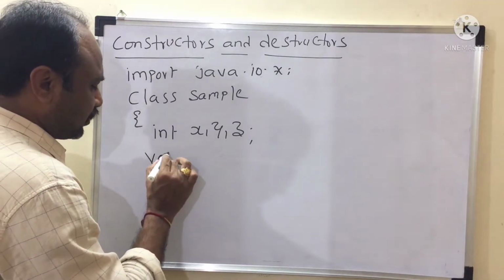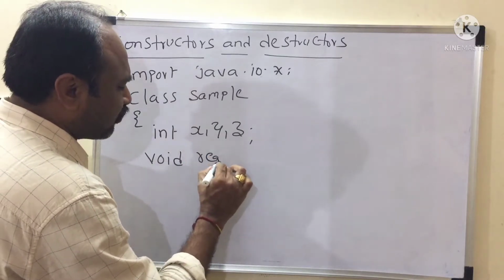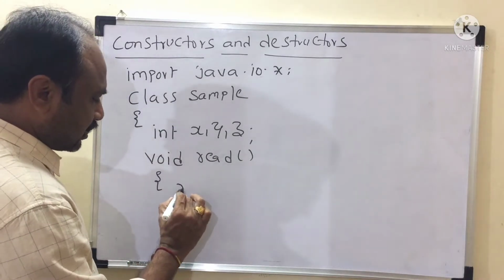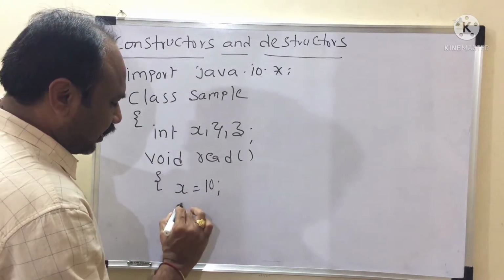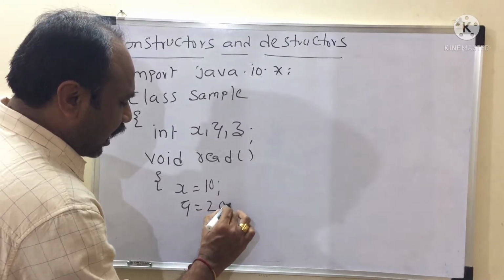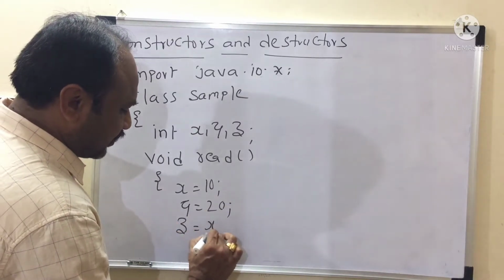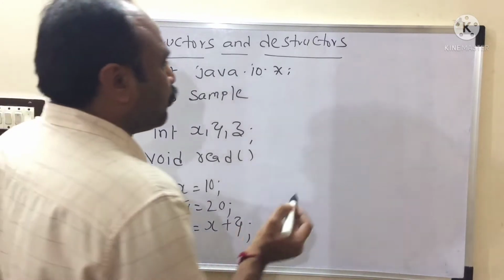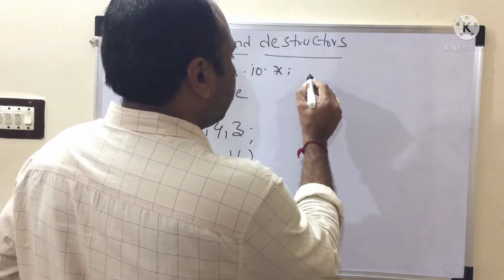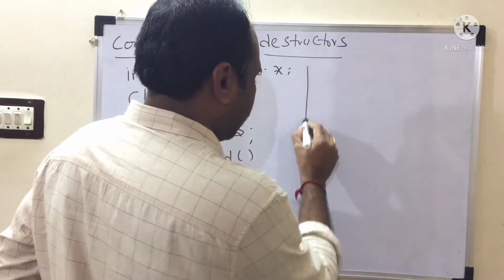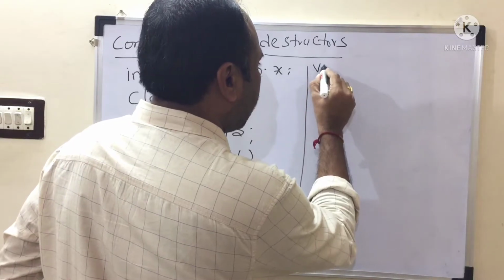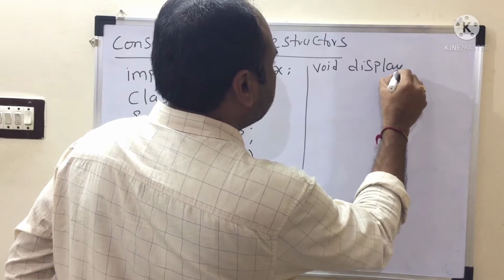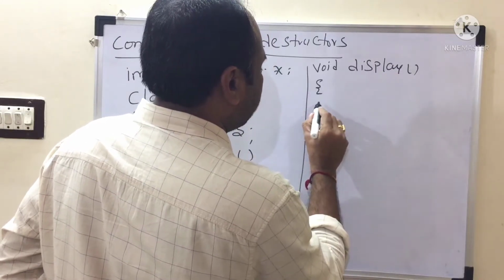For example, I am using void read, or I can use void getData also. The purpose of this read method is to take x value 10, take y value 20, and add these x and y. Next, I am going to use one more method to display these values. Here I am writing void display.